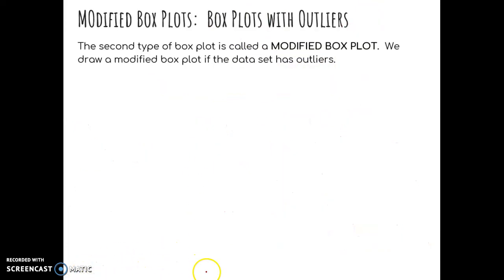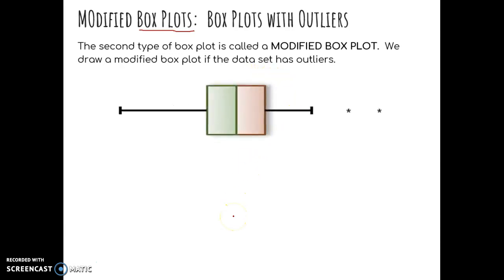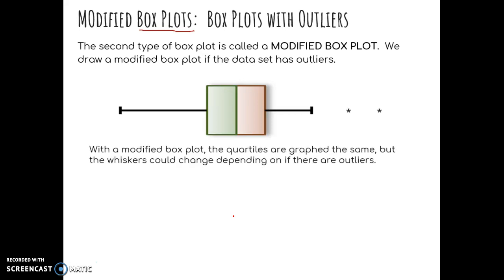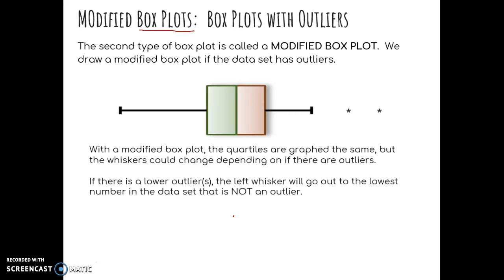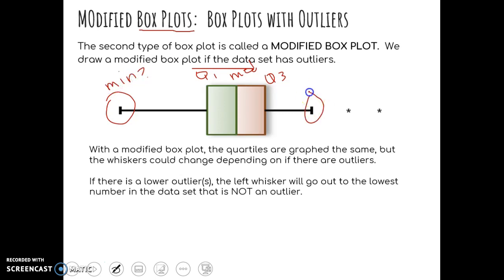So that brings us to modified box plots. This is the kind of box plot that we're normally going to do. It's a box plot with outliers graphed as well. Okay, so to do this, basically, you are going to graph it the normal way. This is still Q1. This is still the median. This is still Q3. Now, here's the difference. This might be the minimum. This might be the maximum.